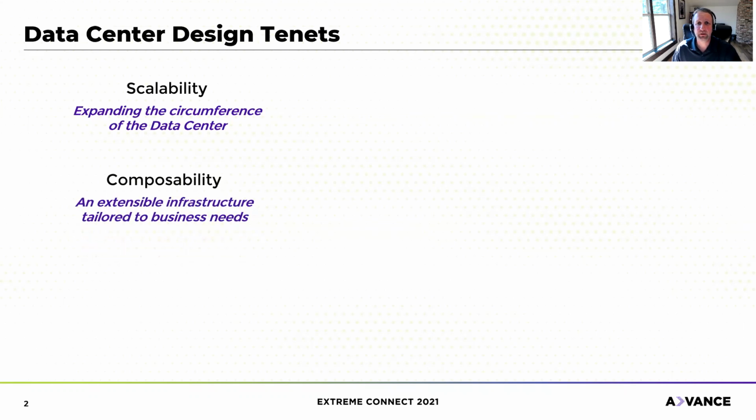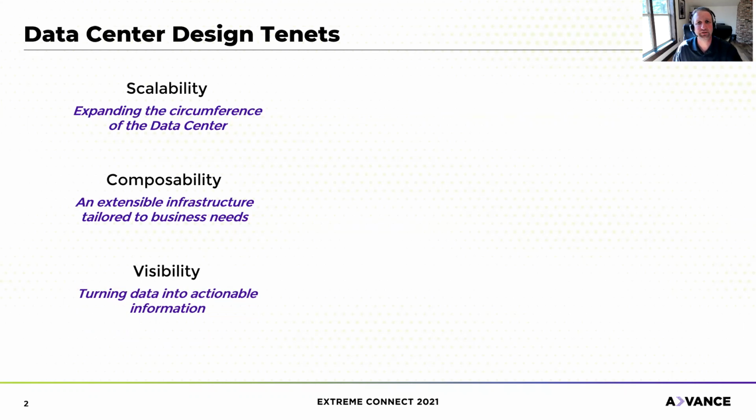Secondly, composability. Creating an extensible infrastructure, a singular infrastructure that is composed to fit your business needs. It's not a one size fits all. We want to make sure that we can create an infrastructure that is very flexible and adaptable to exactly what you require. And lastly, visibility. How do we turn data into actionable information that can be used?